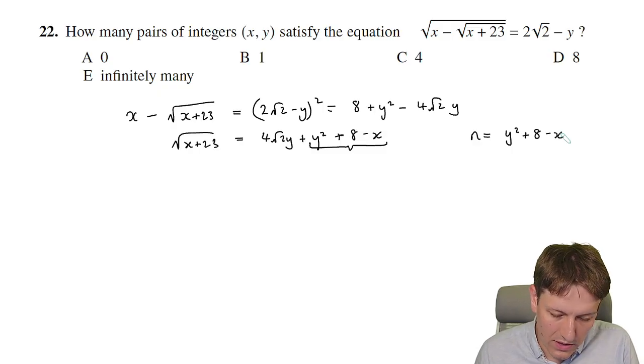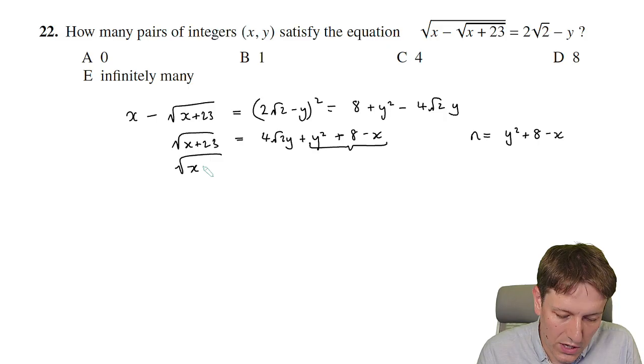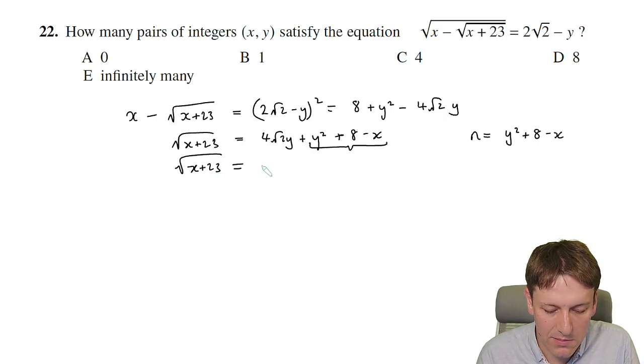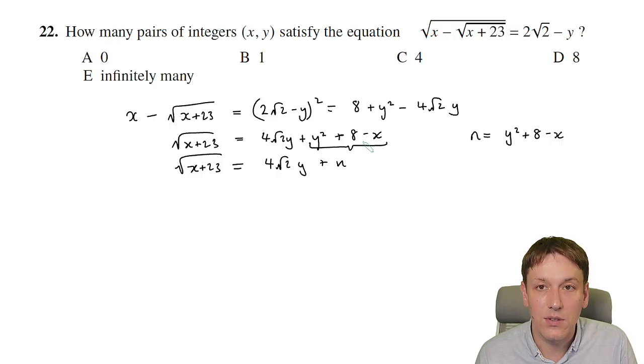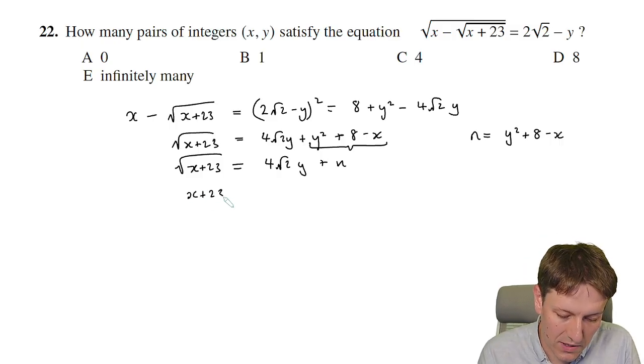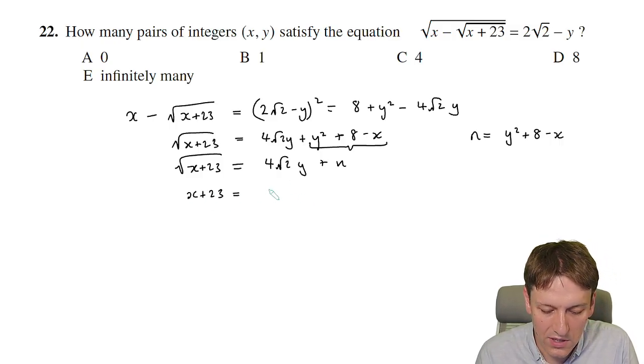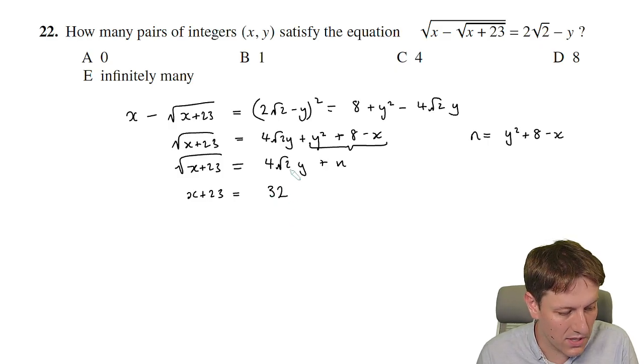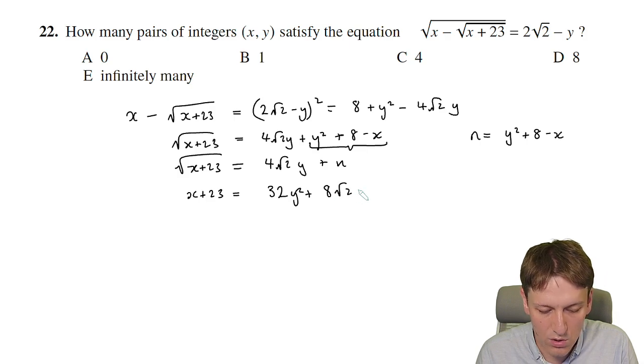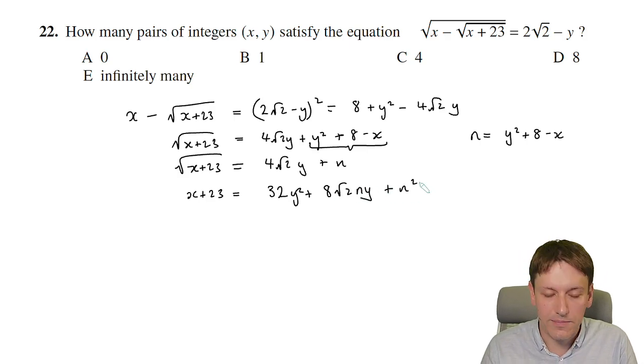What we'll do then is square both sides of this equation again. So I've got root x plus 23 is 4 root 2 y plus n. Now squaring both sides of the equation gives me x plus 23 equals now 4 root 2 squared is 32, 16 times 2, so that's 32 y squared. I'm going to get 8 root 2 times n times y plus n squared.